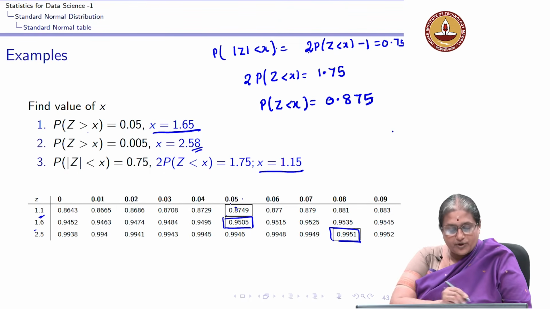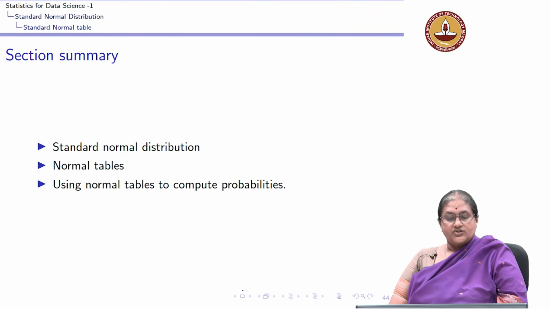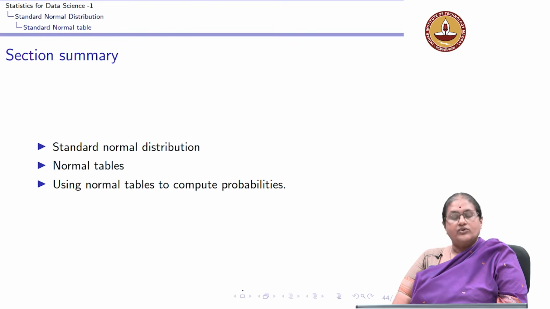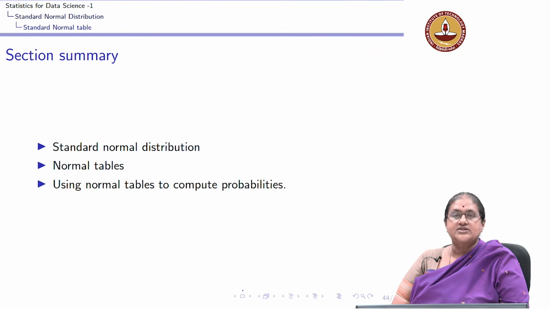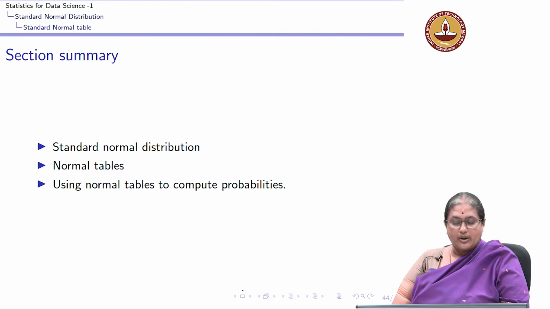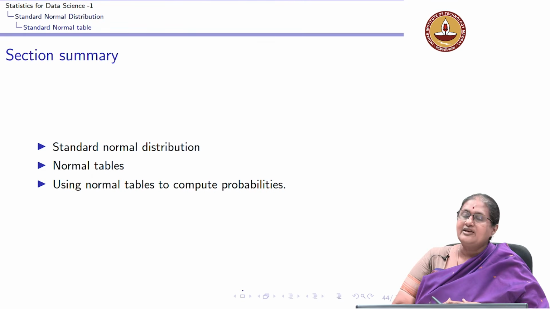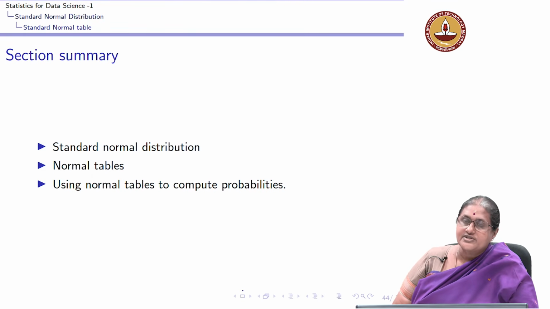So, given the probabilities, I can find out what is the x. In this section, we have discussed what the standard normal distribution is, how to use the normal tables to compute probabilities, and, given the probabilities, how we inversely find out this x.